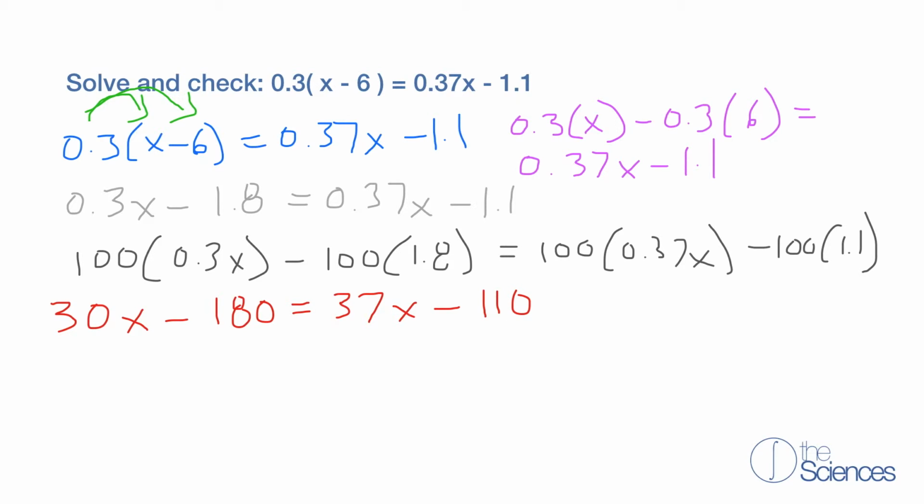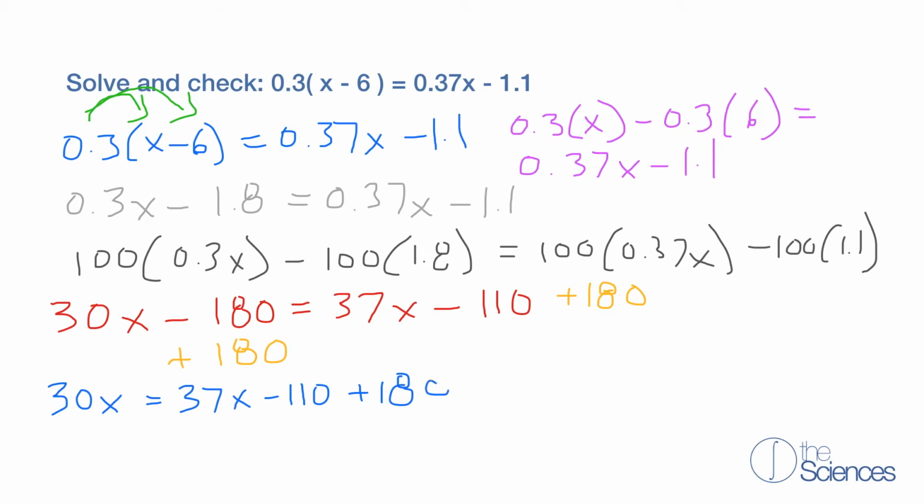So now we can move our constant negative 180 from the left side to the right side by adding 180 to both sides. So now we get 30x equals 37x minus 110 plus 180. So now we get 30x equals 37x. Negative 110 plus 180 is 70.